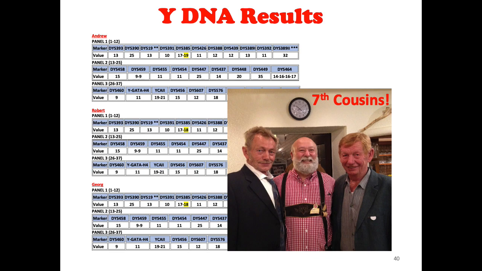And here's the comparison. You can see how close we are. These are my cousins that I found who are Hochreiters, and we are seventh cousins. Autosomal will not show that relationship. It was only through the Y that this showed.